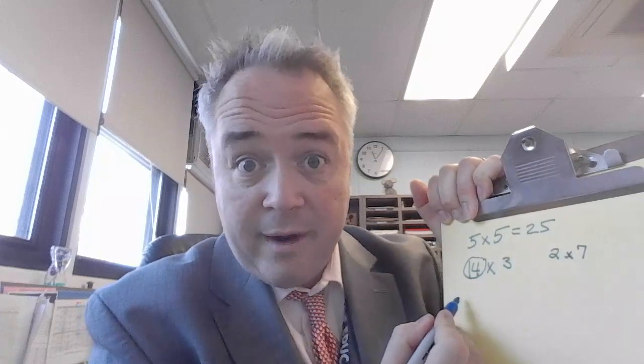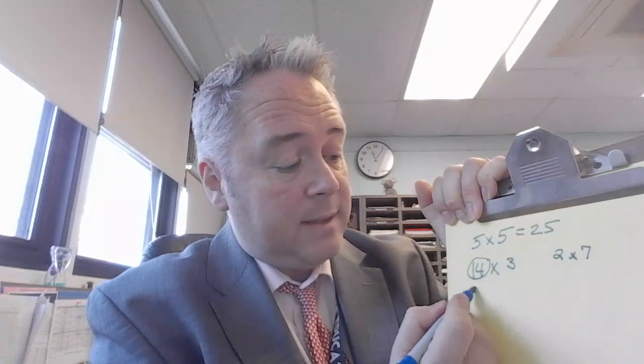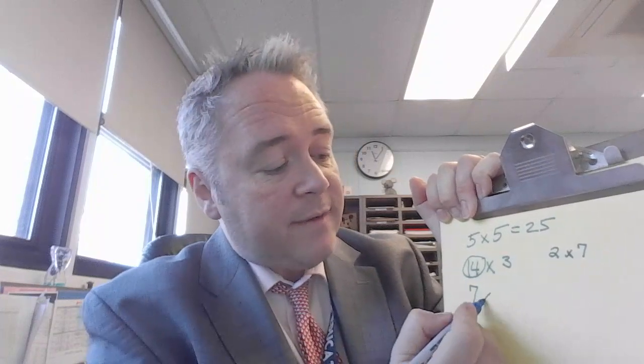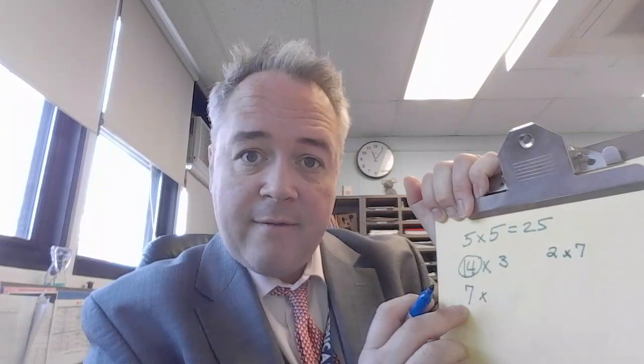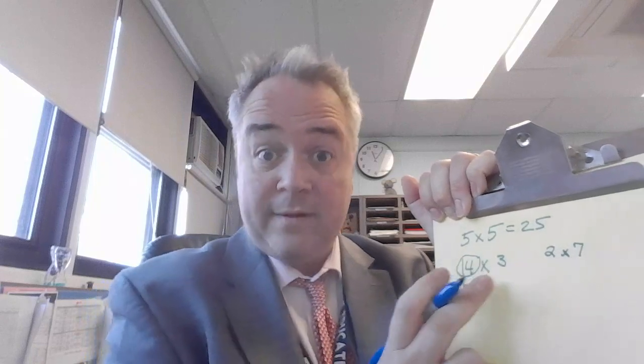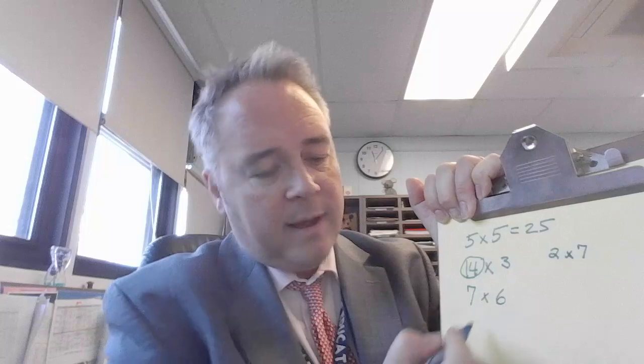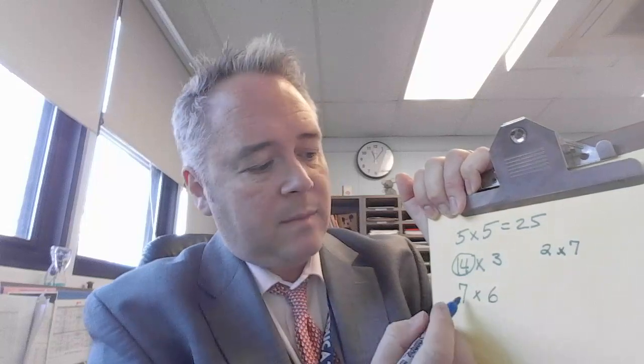I can divide it in half, right? So, half of 14 is 7, right? And then what I can do is if I divide this in half, I have to do the opposite with the other number. I have to double the other number. So if I double the 3, that gives me 6, right?